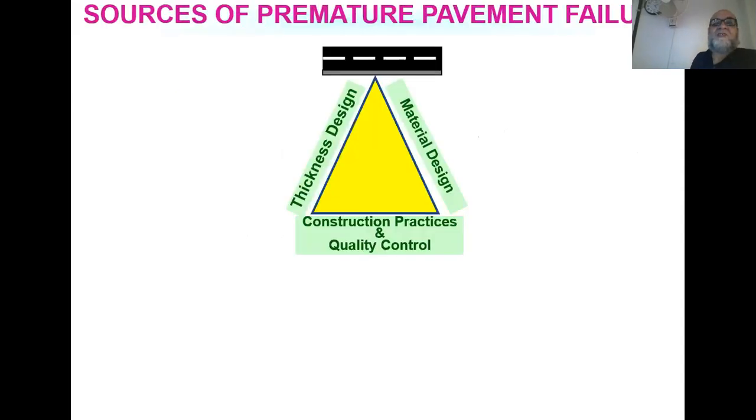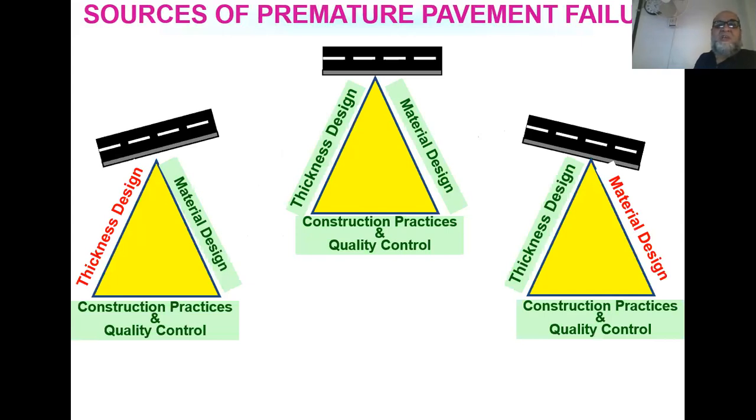If you look at this, the pavement design comes around a triangle: thickness design, material design, construction practices, and quality control. One error leads to the failure of the pavement. You have very good material, you have very good quality control, but your thickness design is not adequate. The result is failure.